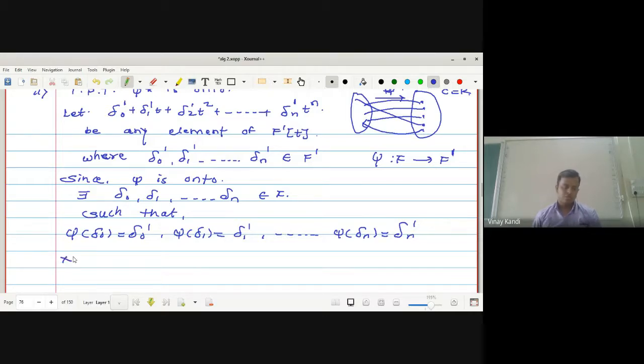Okay, now delta naught plus delta 1 x plus, up to so on, delta n x raised to n.